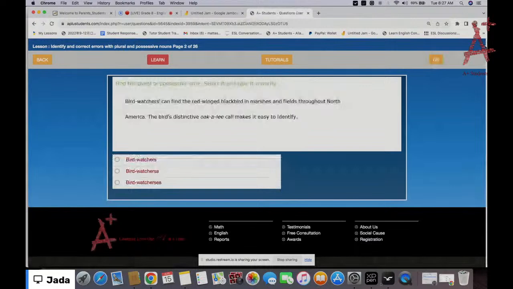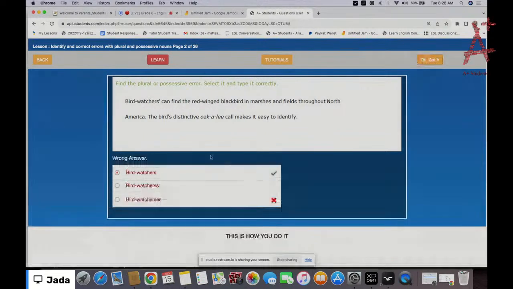Okay, so bird watchers can find the red-winged blackbird in marshes and fields throughout North America. The bird's distinctive call makes it easy to identify. Now, bird watchers shouldn't be with an apostrophe. It's a plural now, so it's just gonna be bird watchers. Let's say you pick the one with the double s and all that. It's gonna be wrong, right?